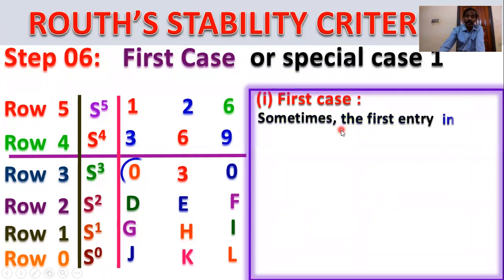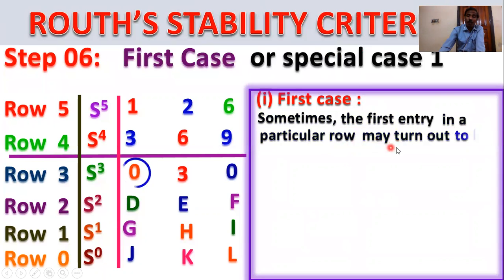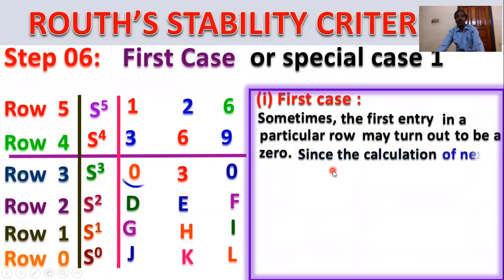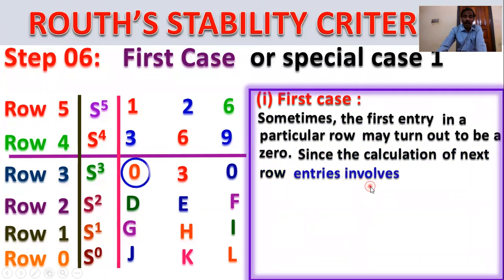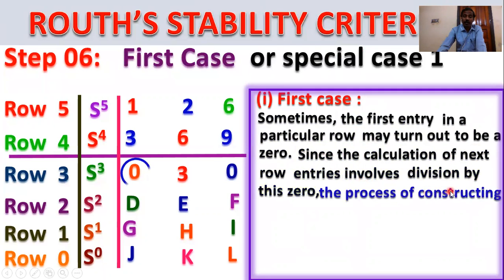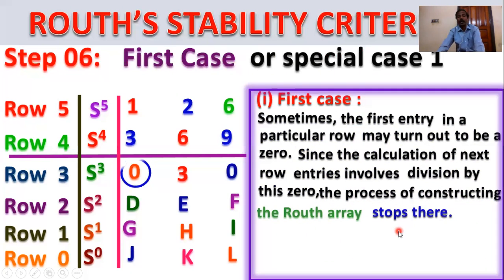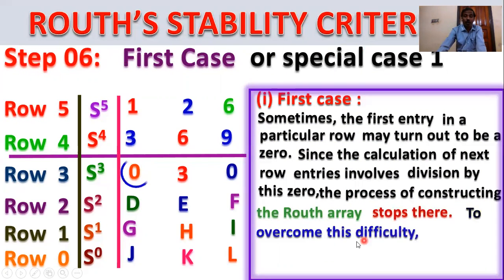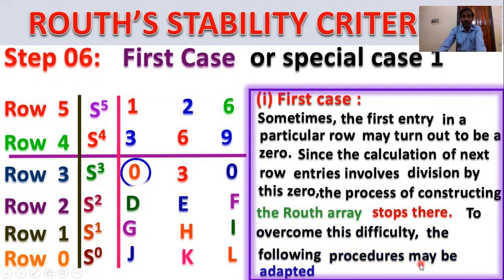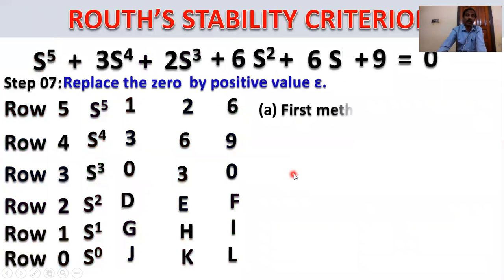First case. Sometimes the first entry in a particular row may turn out to be a 0. Since the calculation of the next row entries involves division by the 0, the process of constructing the Routh array stops there. This is very important: stop there. To overcome this difficulty, the following procedure may be adopted.